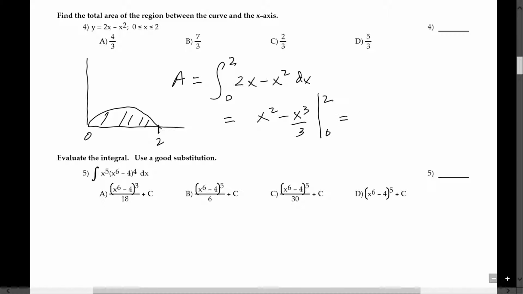And that would give us 4 minus 8/3 minus 0 minus 0. That equals 4/3, which is answer A. For version 2, it was answer D.